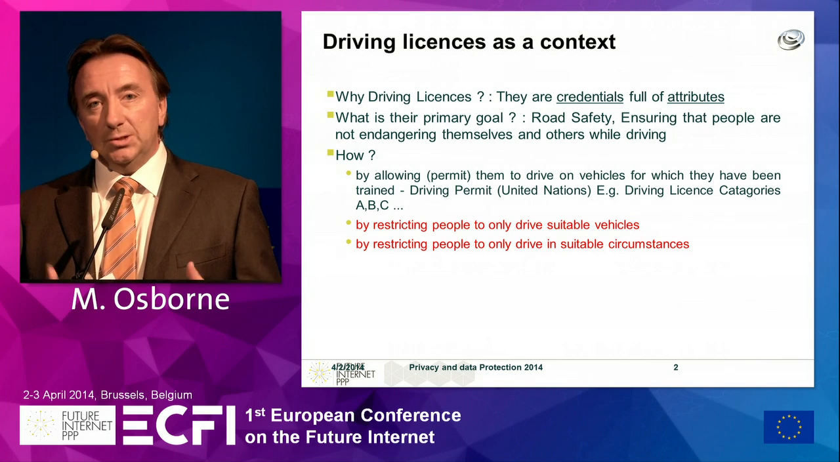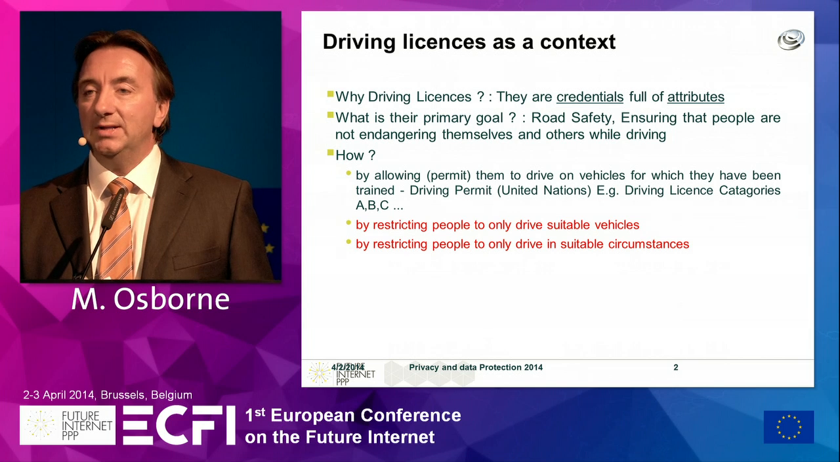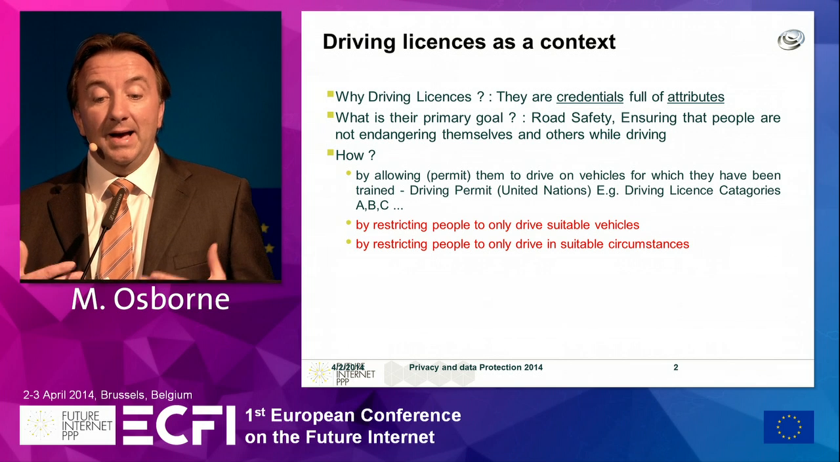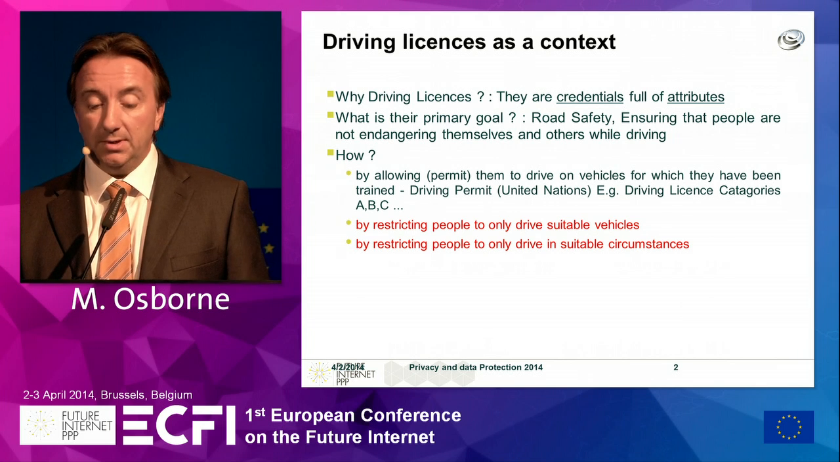So if you look at a driving license, there's a picture on there. There are identifying attributes, but there are also other data on there that you may or may not be aware of. So how do we actually secure road safety?